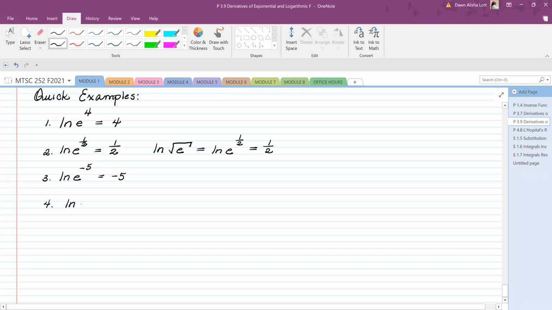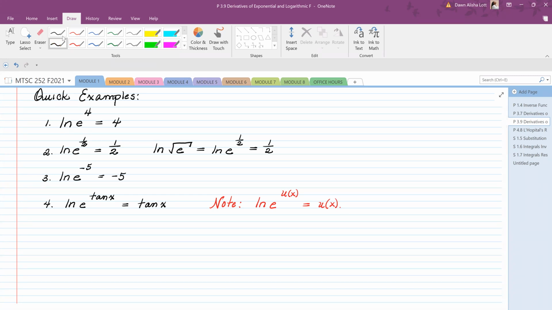The natural log of e to the tangent of x. Well, you didn't say anything, Dr. Lott, about e to a function. It doesn't matter what's in the exponent. The natural log of e to f of x is also f of x. So this is the tangent of x. So note, the natural log of e to u of x is still just u of x.